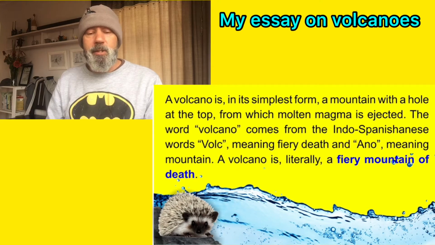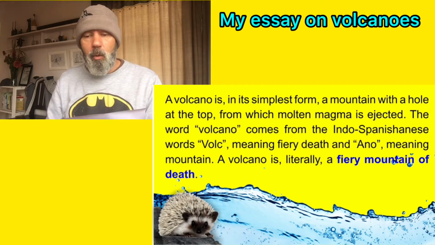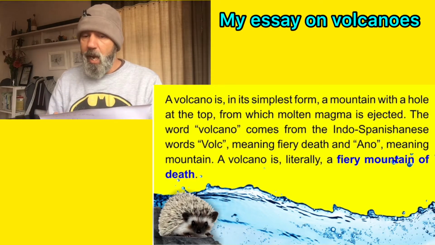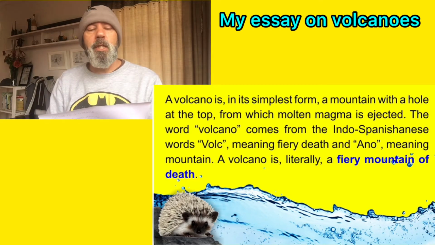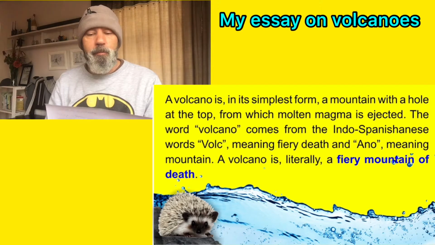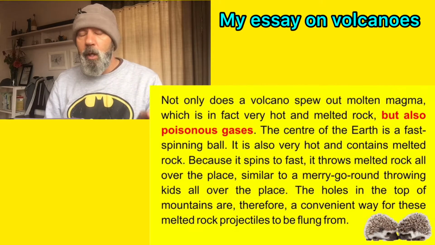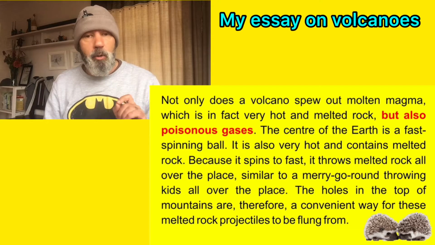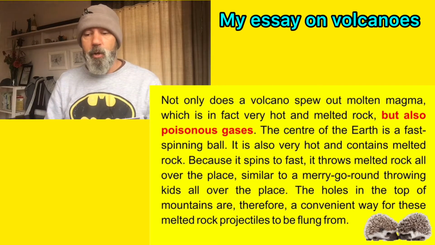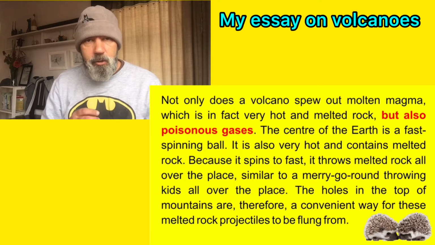A volcano is, in its simplest form, a mountain with a hole at the top, from which molten magma is ejected. The word volcano comes from the Indo-Spanishanese words Volc, meaning fiery death, and ano, meaning mountain. A volcano is literally a fiery mountain of death. Not only does a volcano spew out molten magma, which is in fact very hot and melted rock, but also poisonous gases. The center of the Earth is a fast spinning ball. It is also very hot and contains melted rock.